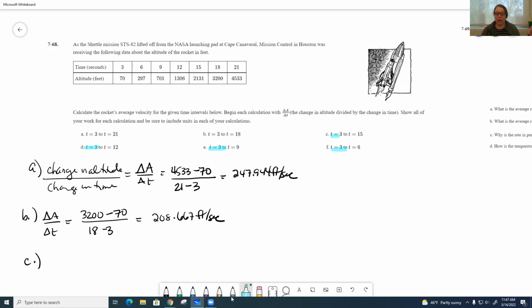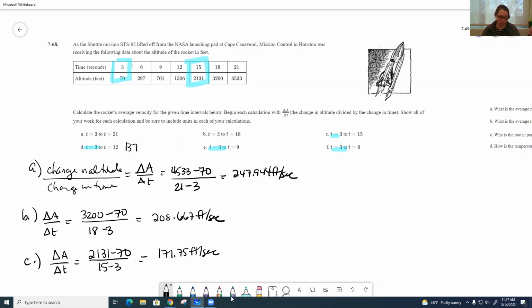Okay, so for C, I want from 3 to 15. I'm not going to do every single one of these, but we'll do this next one. So I would write the change in A over the change in T equals, again, I would subtract. So I would do 2,131 minus 70 over 15 minus 3, subtract, divide, and I get 171.75 feet per second. So you should do the remaining D through E.